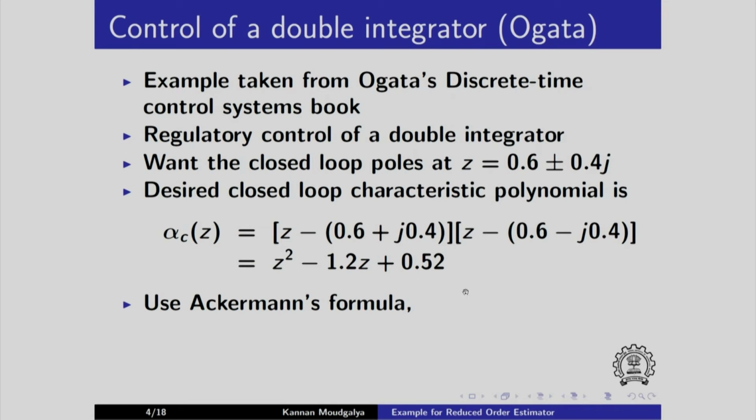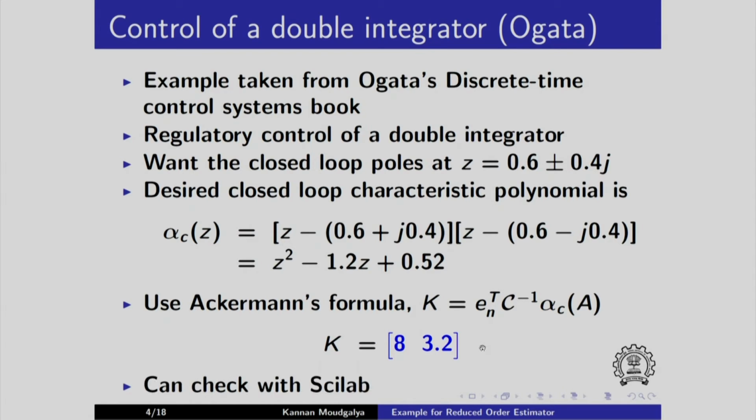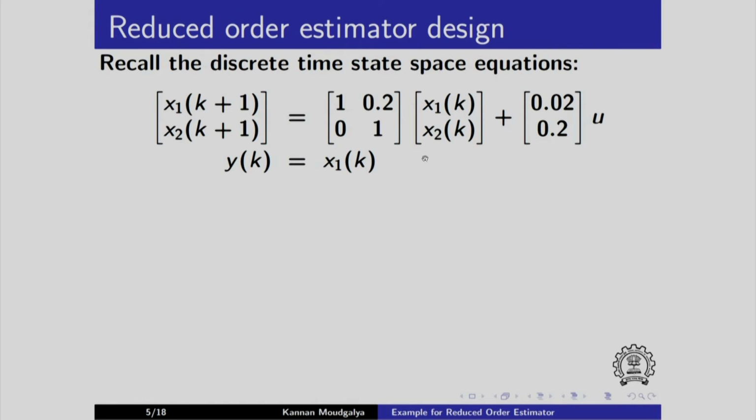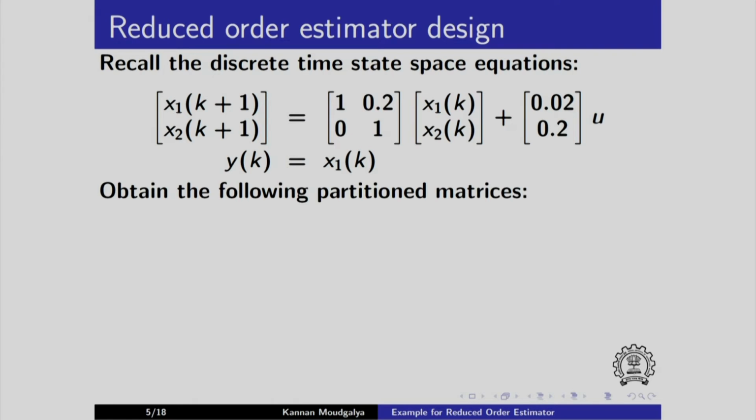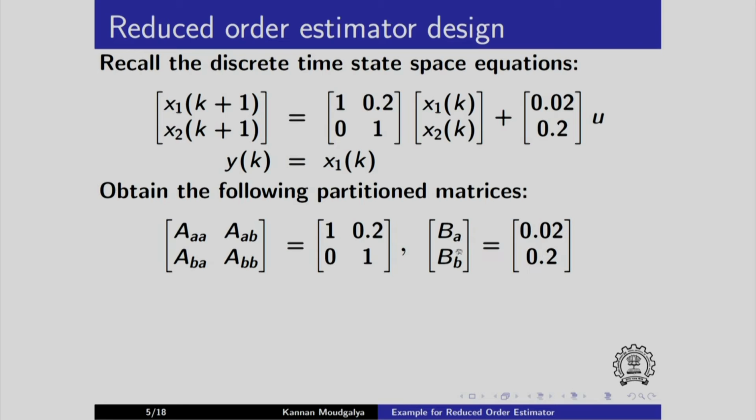Using Ackermann's formula given here, we can calculate the control law to consist of 8 and 3.2 as given here. We can check this with Scilab. So now we want to design the reduced order estimator and recall the A matrix as given here, B matrix as given here. This is the terminology we used in the previous lecture.